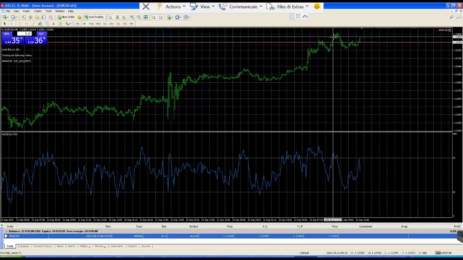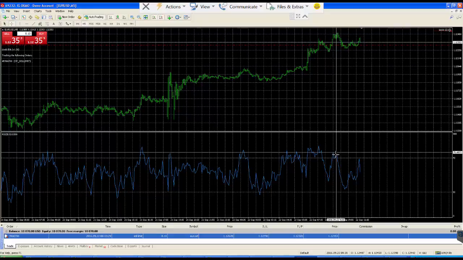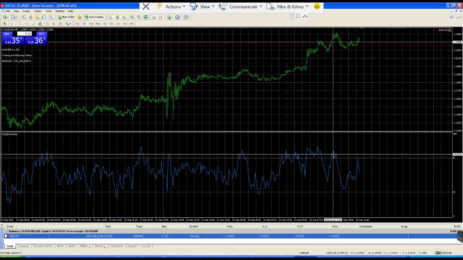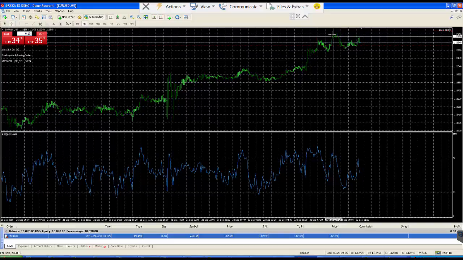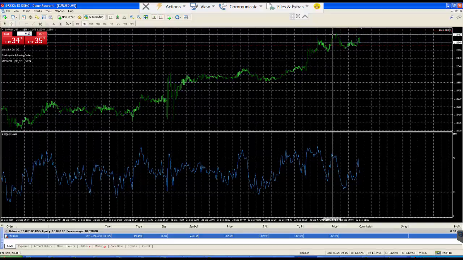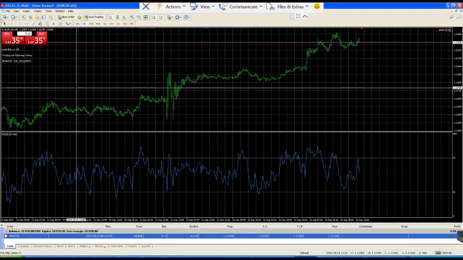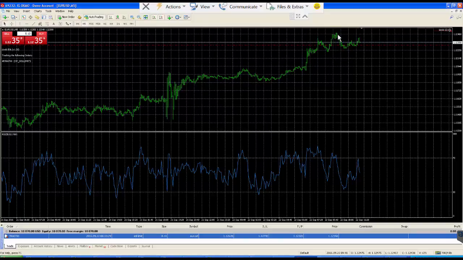On this high, the RSI was at its highest. That was not the highest price, but the highest RSI. Then the price goes a little bit up, but as you can see, the 5-minute RSI does not. So that's a sign of negative divergence. Price goes higher, RSI doesn't, and therefore it's a sell signal.